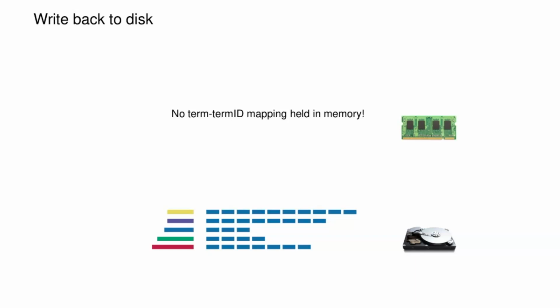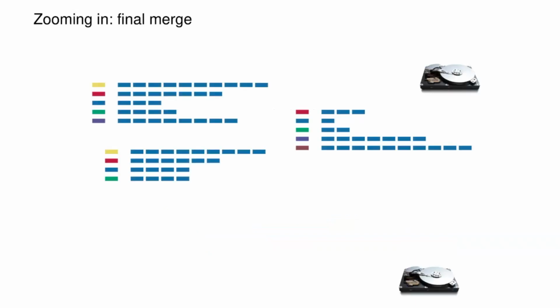Term IDs are gone. I don't have to maintain any mapping in memory. That's good. It gives me even more room in memory for storing my index. And at the end, what I have is my standard inverted indices on the disk, nicely stored, sorted by term, and then sorted by document ID on my disk. I took 3 here. Of course, in practice, it's going to be more. And I need to merge them.